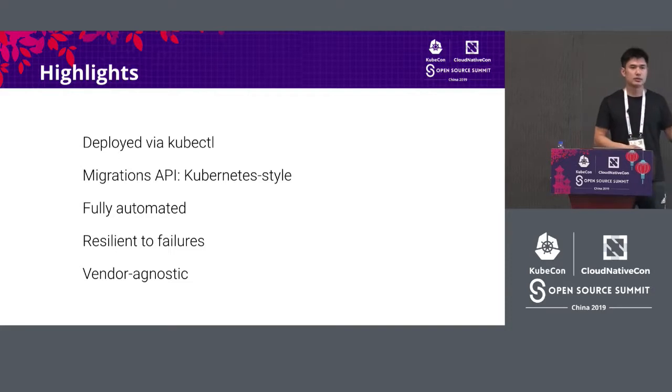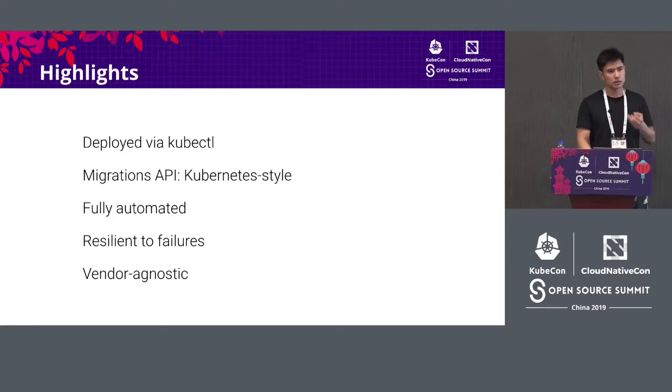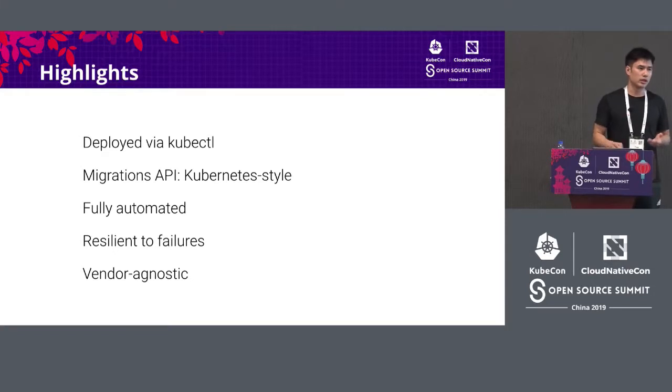I want to first highlight the features of the storage migrator from the user's perspective. These are some very nice features. First, it's deployable by kubectl. All you need to do is download some YAML files and deploy it in your cluster. The API the migrator uses is Kubernetes style. It's conformant to the generic Kubernetes API, so the learning curve will be very low. Also, this thing is fully automated. Once you deploy it, you don't need to worry about stale objects anymore. The migrator will do the job for you.